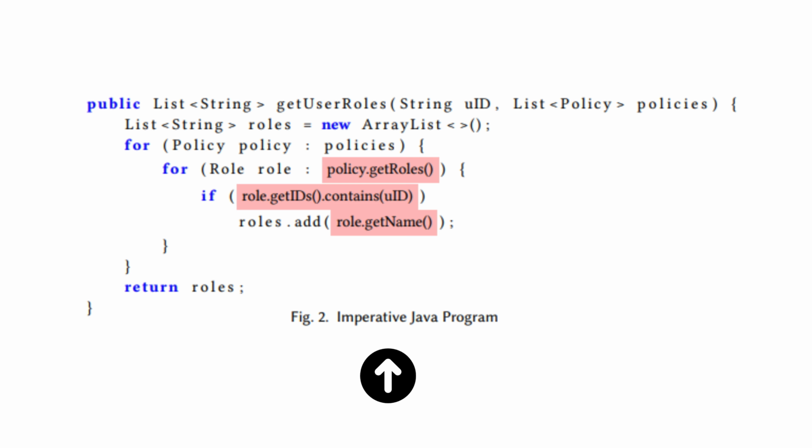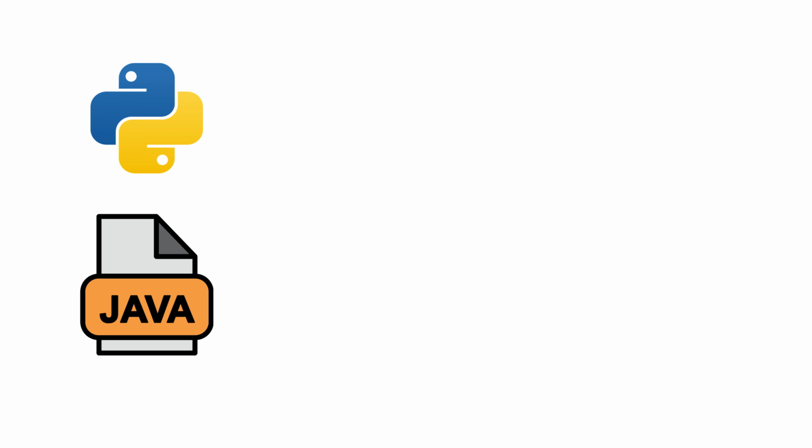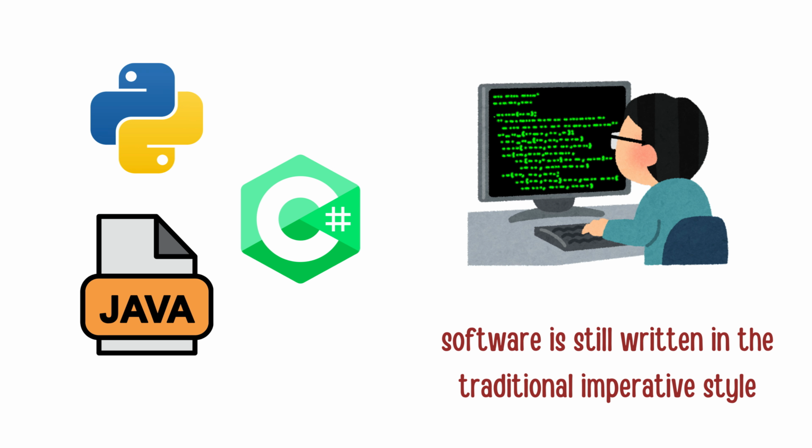Have you ever looked at an old Java or Python program and thought, I wish this code used modern functional APIs instead? While languages like Java, Python, and C# now provide powerful functional features such as Java streams, Python's map, reduce, and list comprehensions, a huge amount of existing software is still written in the traditional imperative style.